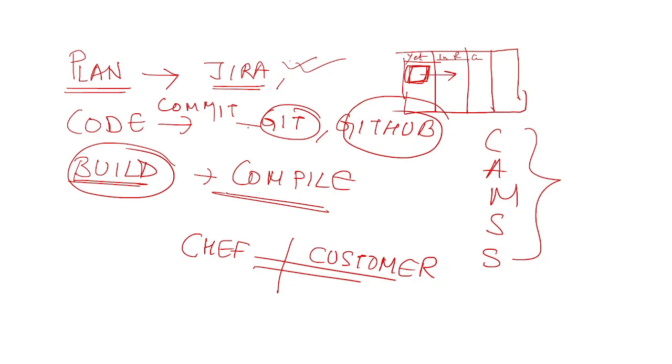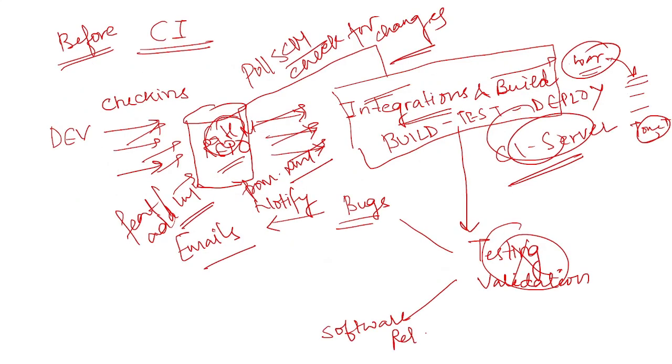For Git code commit, we have Git and GitHub. And for build, build is nothing but compiling into one package. Once compiled into a package, it is much easier to deploy to a container. We have also discussed before CI, what the traditional mechanism was, and what was implemented after that.